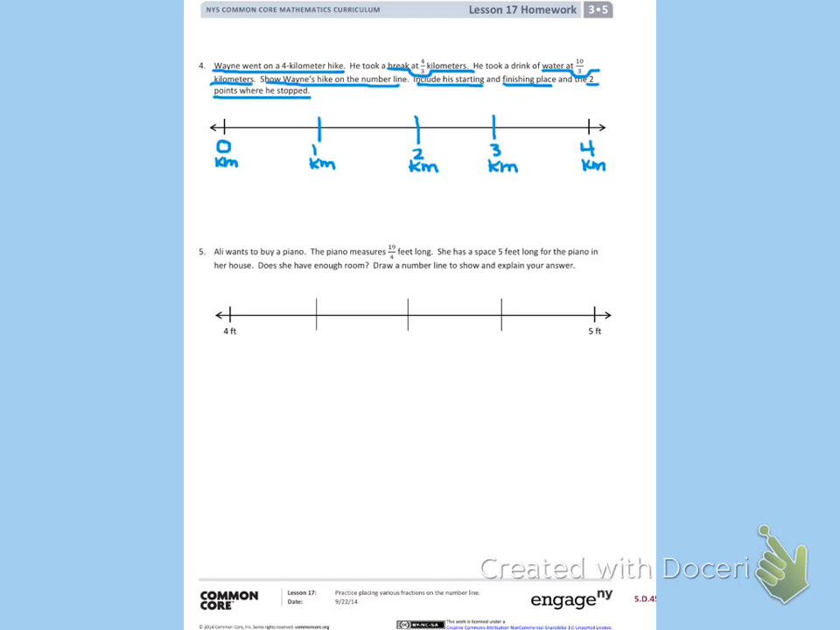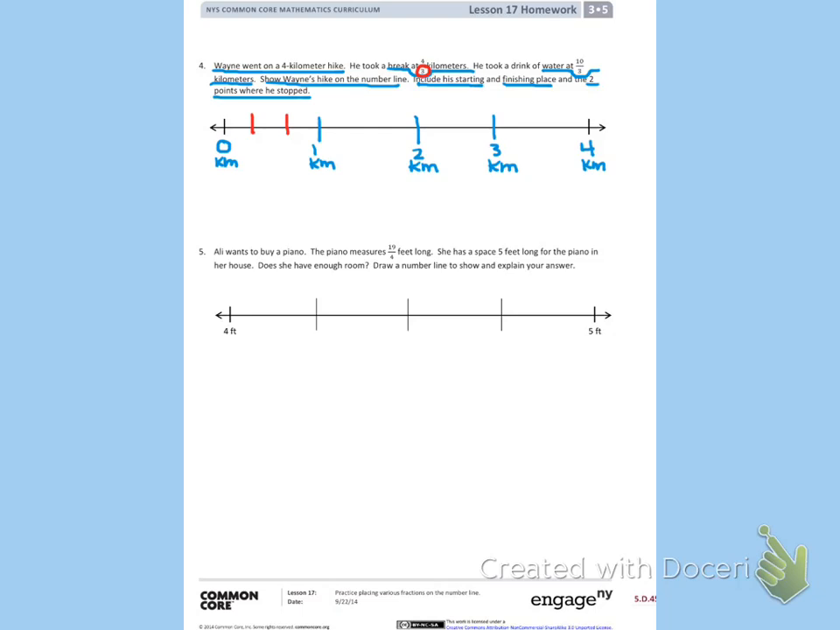Now take a look at the fractions that are included in the information. He took a break at 4/3 kilometers. 4/3 has a 3 on the bottom portion of the fraction. That tells me that each kilometer needs to be broken up into 3 equal pieces. So let's partition the number line between the 0 and the 1 into 3 equal pieces.